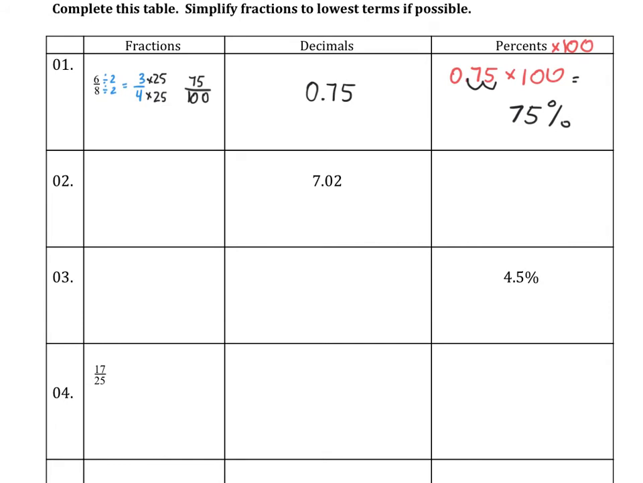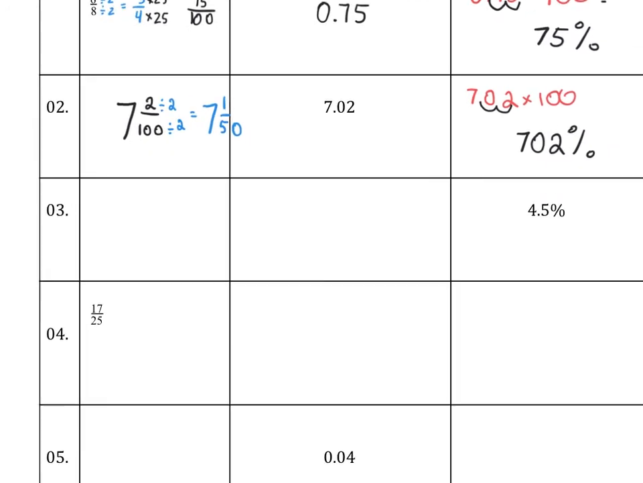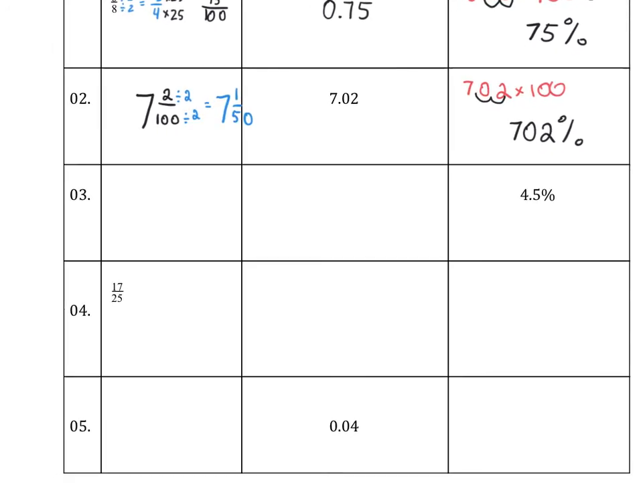Here, if I have 7 2/100ths, I'm going to write it as 7.02. Now, don't forget to simplify if possible. So I'm going to divide the top and the bottom by 2, and I get 7 1/50. Now, when I make that to a percent, I have to multiply it by 100 or move that decimal 2 times to get 702%.